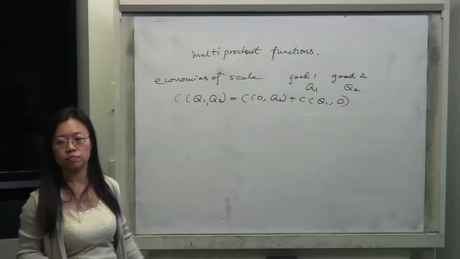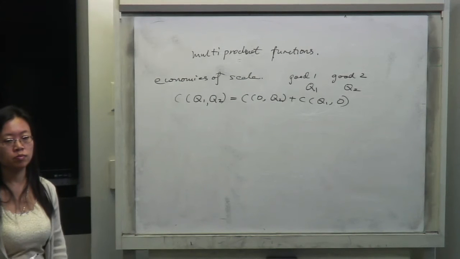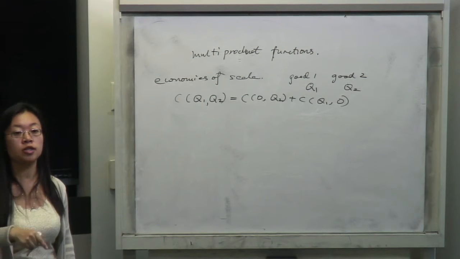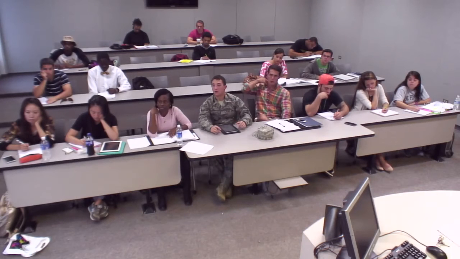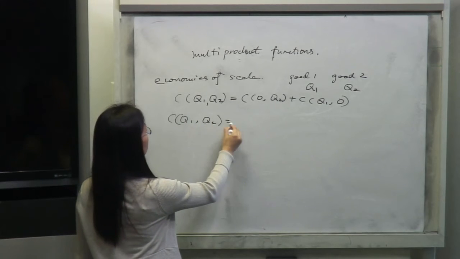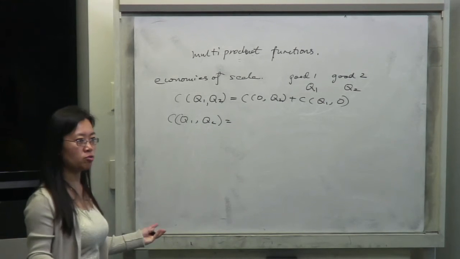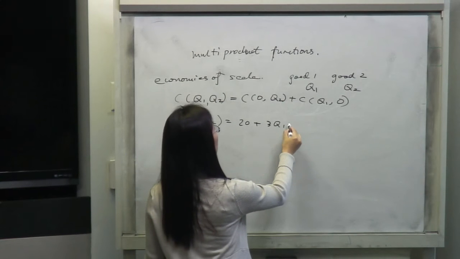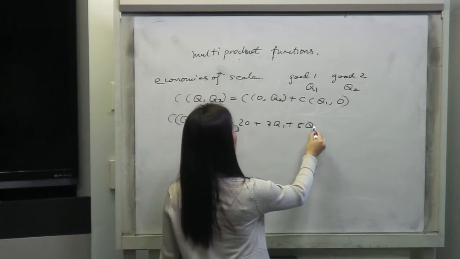Let me go through an example, then you will understand. Suppose we have a total cost function like this: 20 plus 3Q1 plus 5Q2.